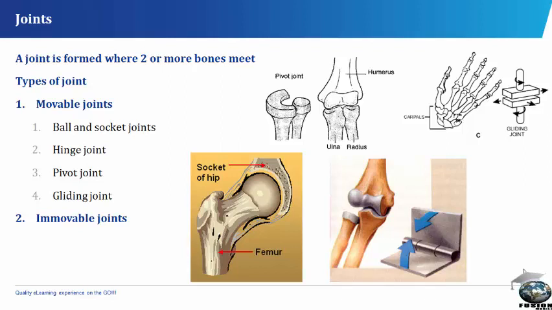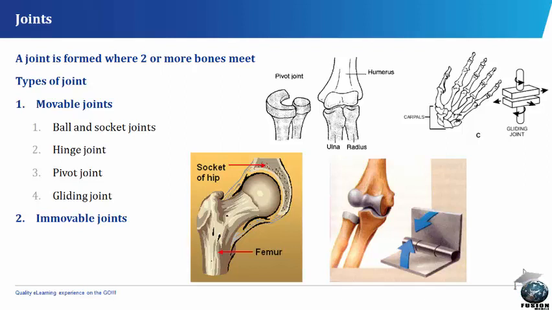1. The ball and socket joints. These joints allow free movement and are found in pectoral and pelvic areas. 2. The hinge joint. The hinge joint allows movement in only one direction, and they are found in the elbow and knee joints.